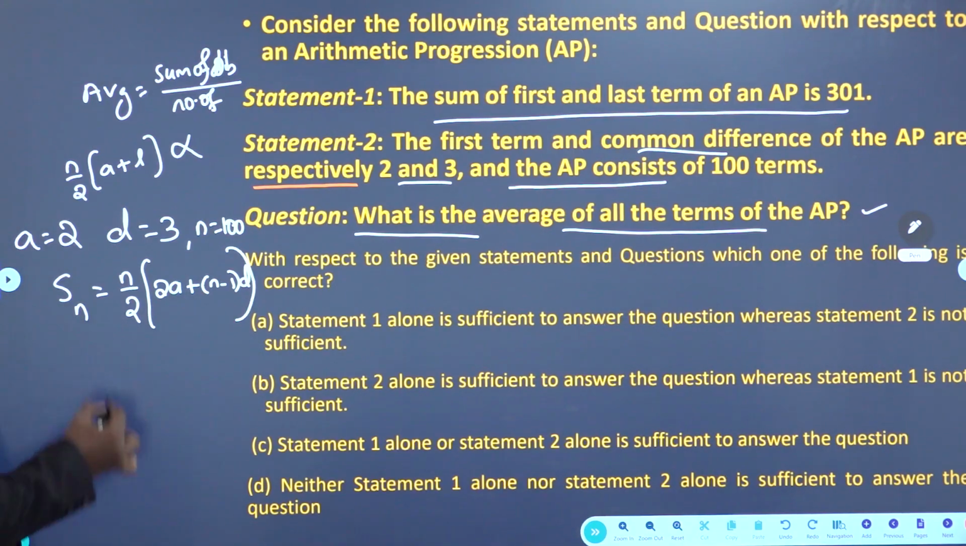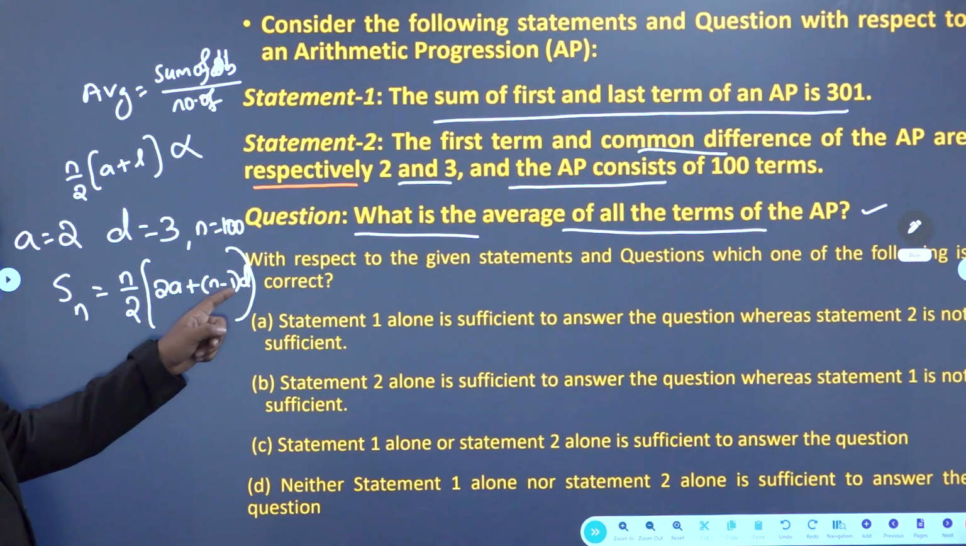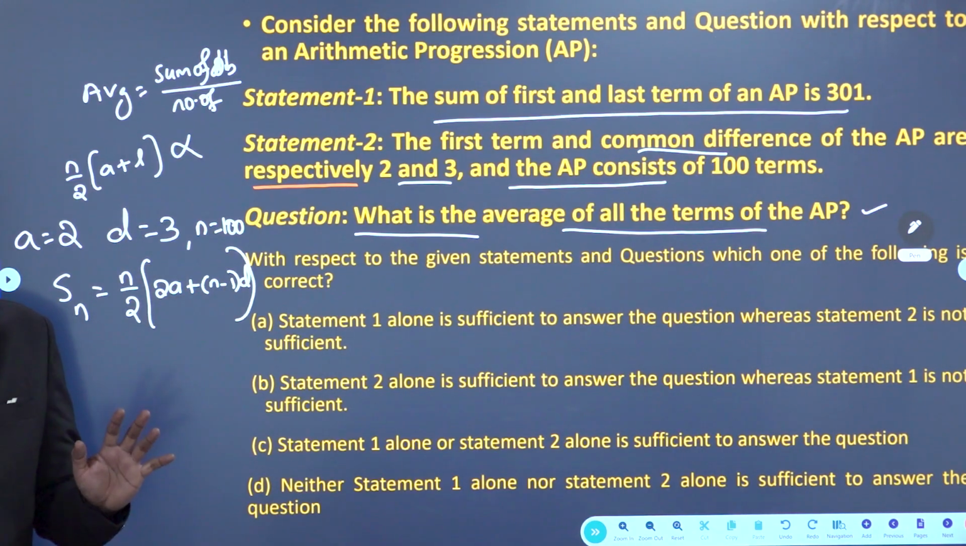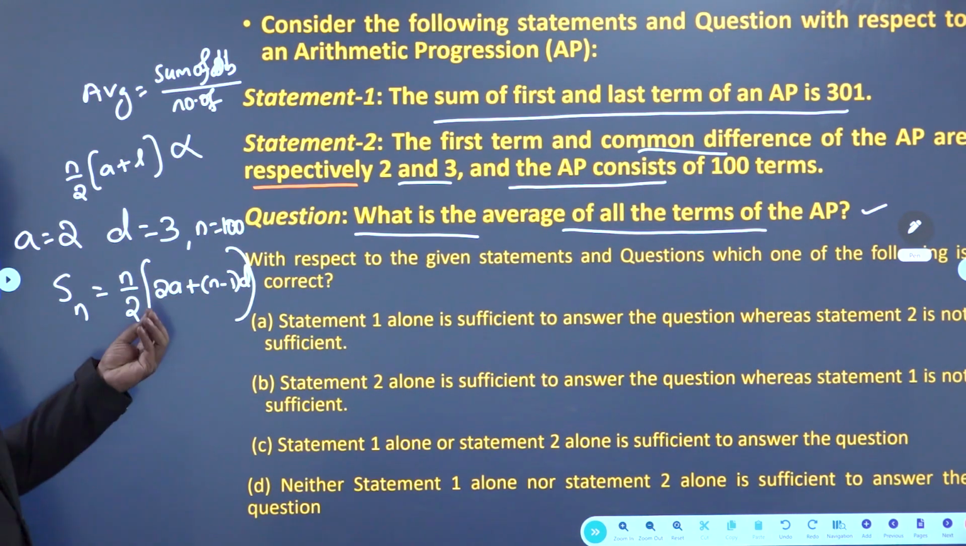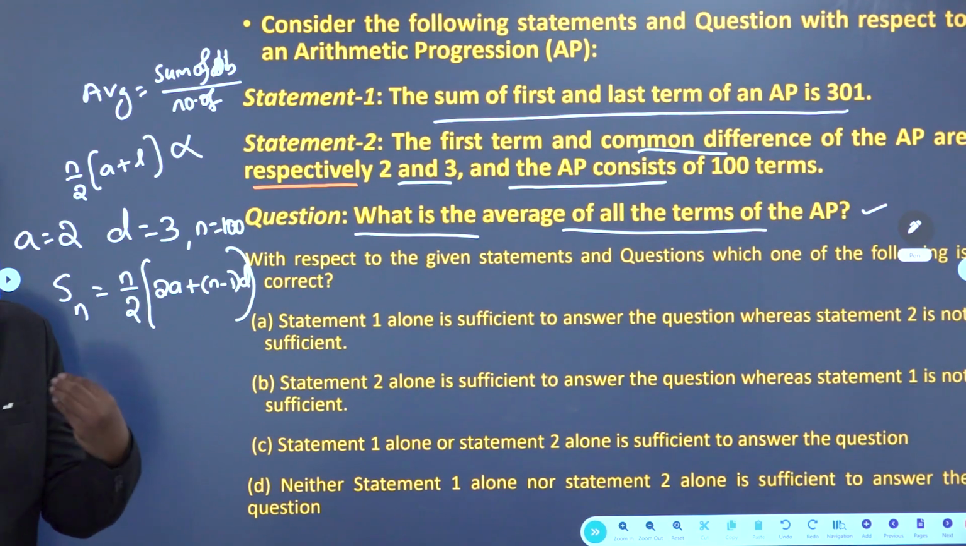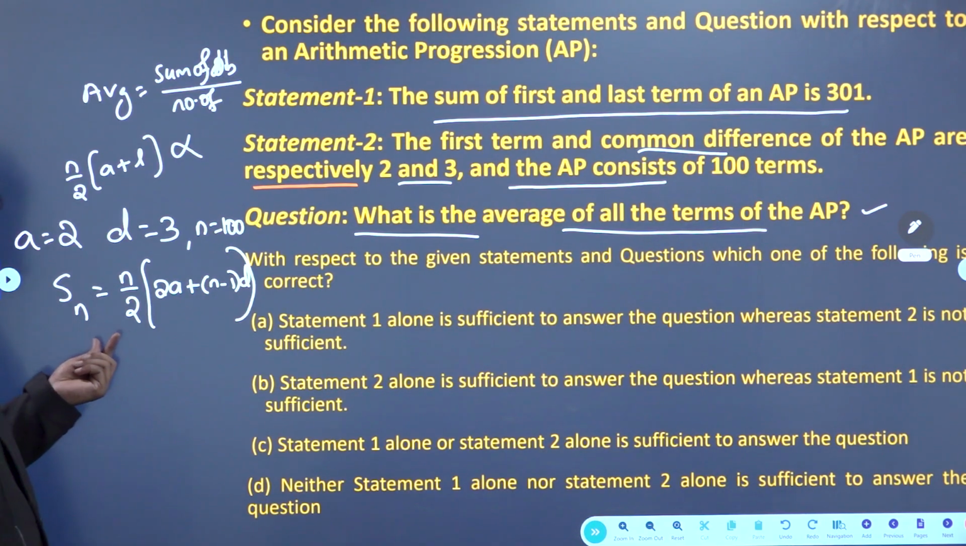Here I can find the value of Sn, right? Sum to n terms, yes. Why? Because I know n, I know a, I know d. No need to find the exact answer, students. It is not required for us. We should tell whether it is possible for us or not. Yes, I can find sum to n terms, right?